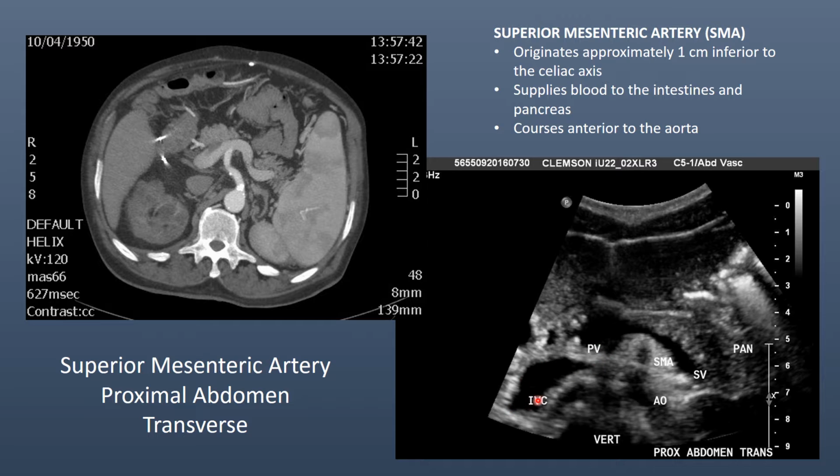Here we have the inferior vena cava. The aorta is the main blood vessel that carries the oxygenated blood to the organs, and the IVC, or inferior vena cava, carries the deoxygenated blood back to the heart.